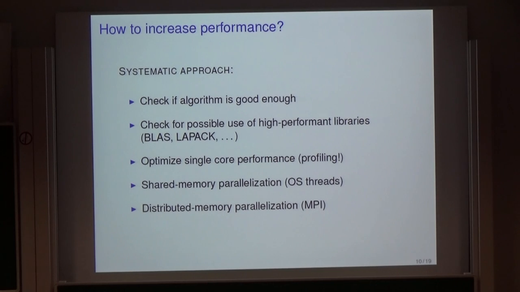Then, before you start parallelizing, you should optimize your serial code, because it's simpler, and you can get around some bottlenecks. Then it's probably the right thing to do a shared memory parallelization with operating system threads, so you get at least perfect performance on one machine. And the last part, which gives the most benefits and opens up the doors to really large applications, is distributed memory parallelization. Okay, so we go through these points.